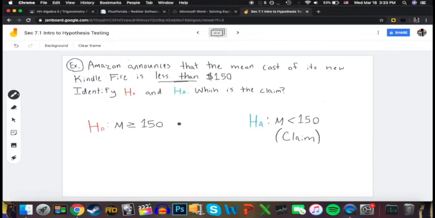So your assignment for today is just going to deal with those types of identifications when it comes to word problems. Tomorrow we will go over those types of examples as well as possible errors when it comes to these two hypotheses.